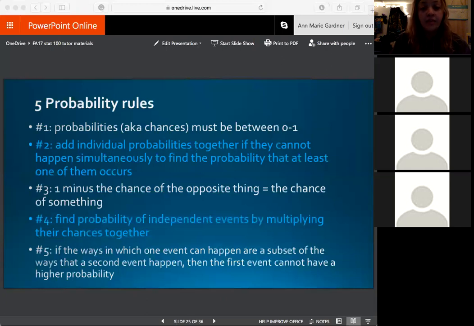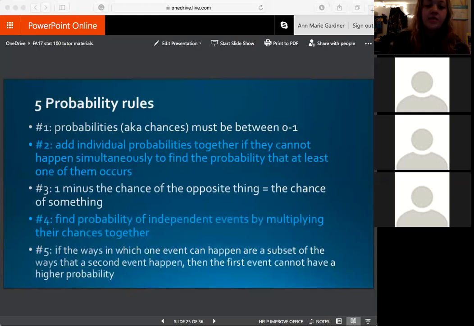Our second rule is that if you have events that can't happen at the same time, then you can add their probabilities together to get the probability that at least one of them occurs. So for example, the chance that it rains in State College, and the chance that it snows, which is definitely not true because those can happen at the same time, but think that they can't. If we want to find the chance that it rains or snows, we can add them together to find the probability that at least one of them is going to occur.